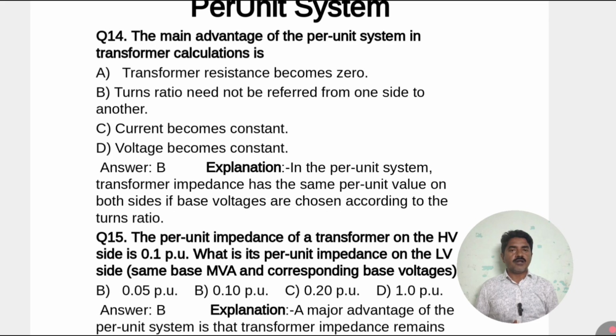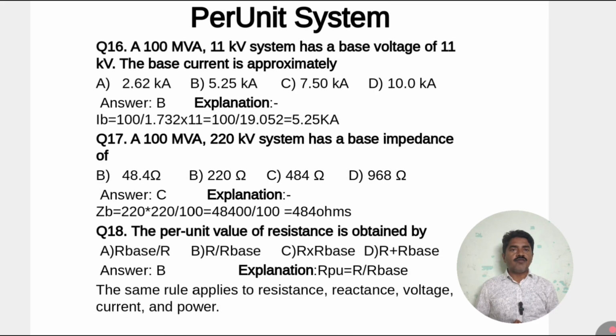Secondary side also 0.1. The 100 MVA 11 kV system has a base voltage of 11 kV. ఇక్కడ వచ్చేసి పవర్ ఇచ్చారు, 11 kV సిస్టమ్ లో 11 kV వోల్టేజ్ ఇచ్చారు, బేస్ కరెంట్ కనుక్కోమన్నారు. జనరల్ ఫార్ములా ఏంటంటే బేస్ పవర్ డివైడ్ బై √3 into base voltage. From that equation you will find out 5.25 kilo amps as the answer. Here the answer is B.